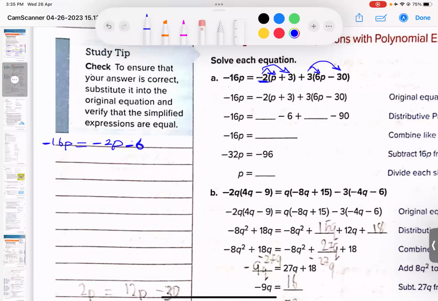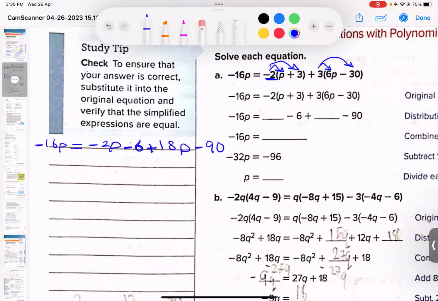I'm done with the first part. Let me move to the second part. So here we have 3 multiplied by 6p. Three times 6p. What do you think? 3 times 6, 18p. Yeah, exactly. 18p. And here we have 3 times -30, which is -90, right?